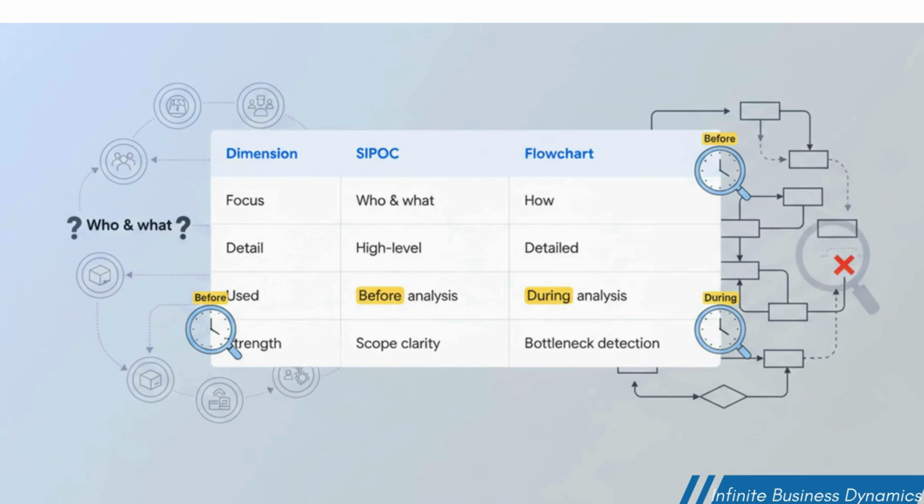Now this table really lays it all out, but let's just focus on a couple of key rows that tell the whole story. See there under focus? A SIPOC is all about the who and what. Who gives us stuff and what do we give to whom? But the flowchart, that is all about the how.